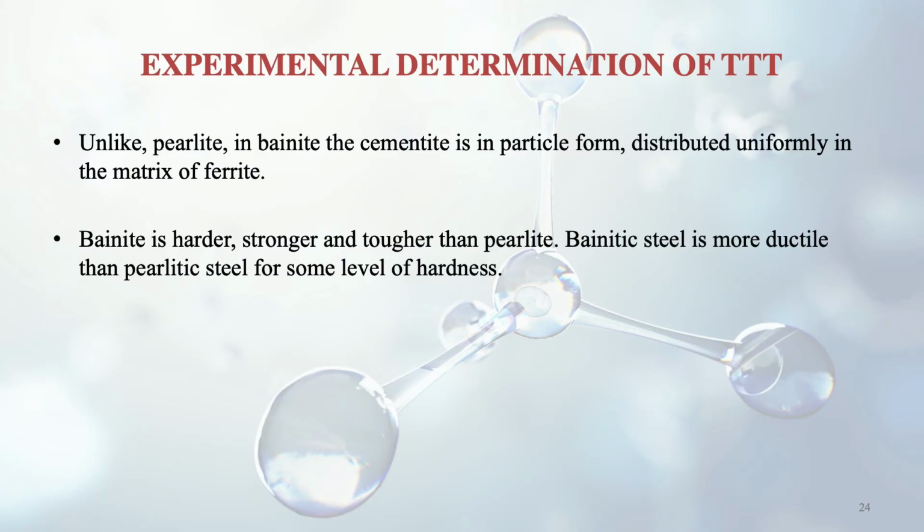Like I had told you previously also, pearlite is in the form of layers. But in bainite, there are no layers, it is in particle form. Bainite is harder, stronger and tougher than pearlite. Obviously, when it is in particle form, it will be more compact and these particles will be together, without any interstitial space. So it will be much tougher and stronger. Bainitic steel is more ductile than pearlitic steel for some level of hardness. That is also the case.